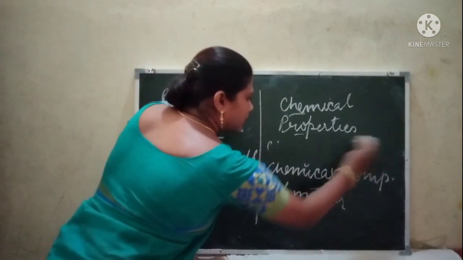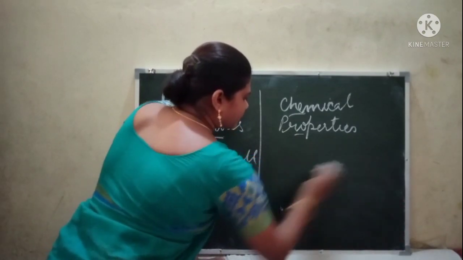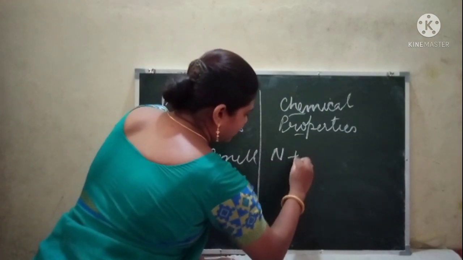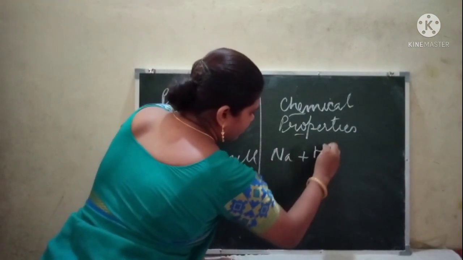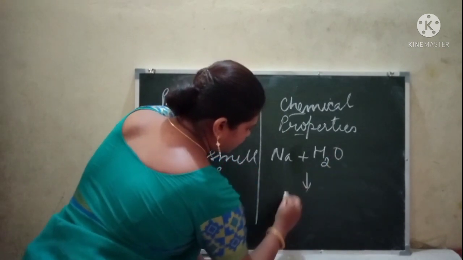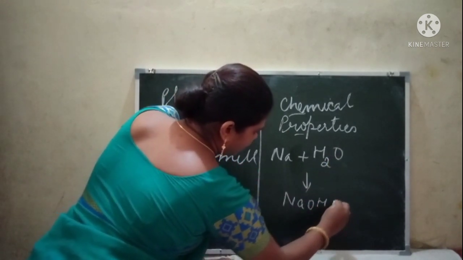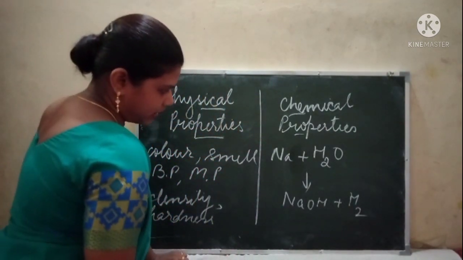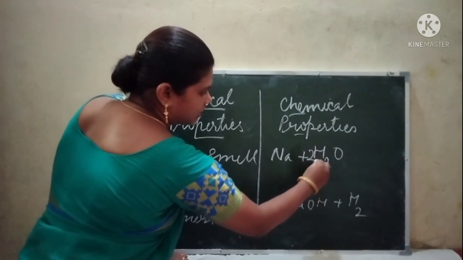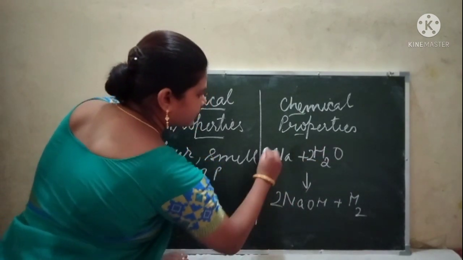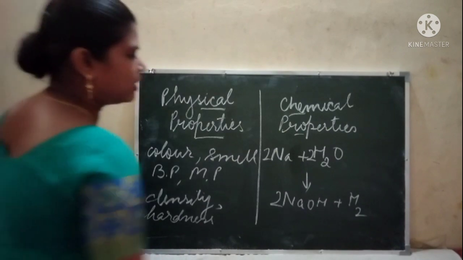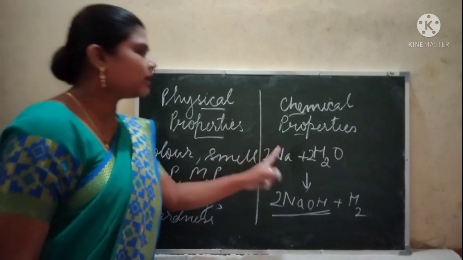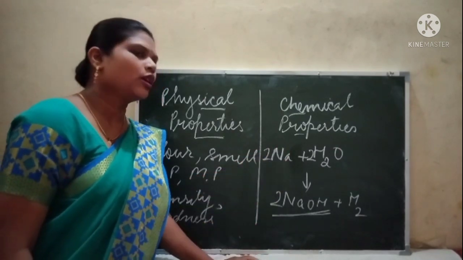Let's take an example. We know that sodium will react with water. It will form sodium hydroxide and hydrogen gas will be liberated. Let's balance this. The reaction is balanced. A new substance is formed and the chemical composition is altered in this, so that is the chemical property.